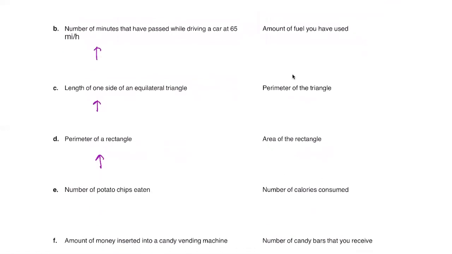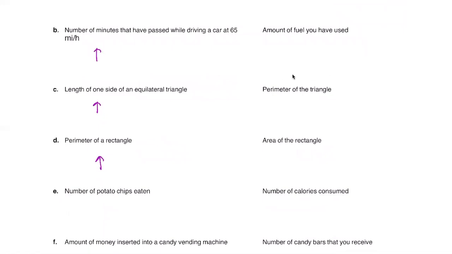Now letter B. The number of minutes that have passed while driving a car at 65 miles per hour. As those minutes increase, the amount of fuel that you've used. Well, if you've used up fuel while you're driving, that means the amount of fuel you used increases. That's why your gas tank decreases. Oh, that's cool. There's an inverse relationship there. As gas amount decreases, the fuel amount that you've used increases. That makes sense. So B is also related.